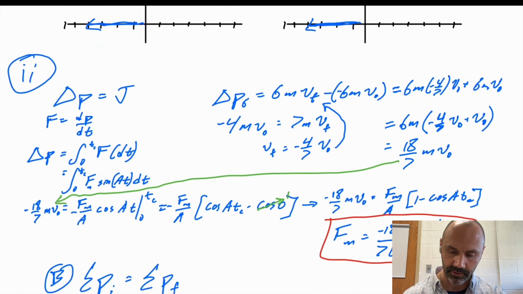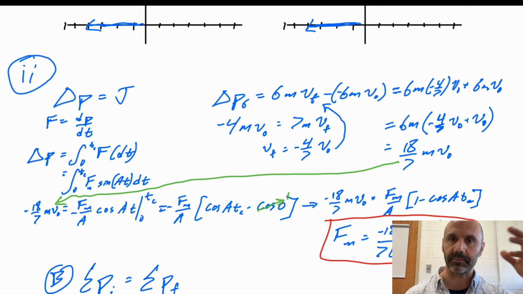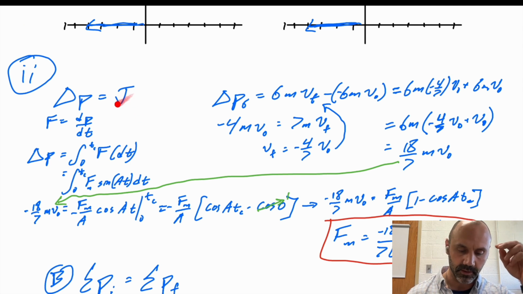The next thing they ask you to do is to come up with an expression for the maximum force. And they give you this expression that F max is sine A times T. In order to find it, you have to start with some initial accepted convention, a known formula from physics. So we know that delta P is equal to J. So the change of momentum is equal to the impulse, and F is also equal to dP dt.